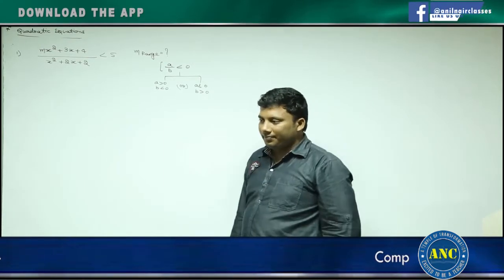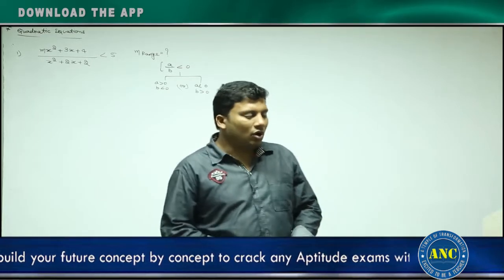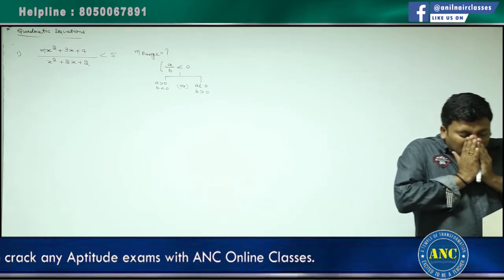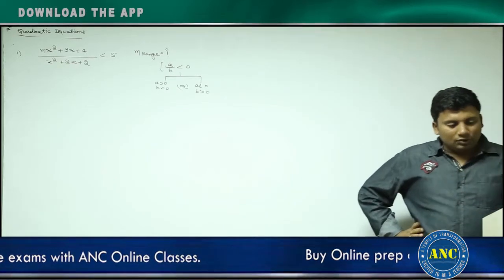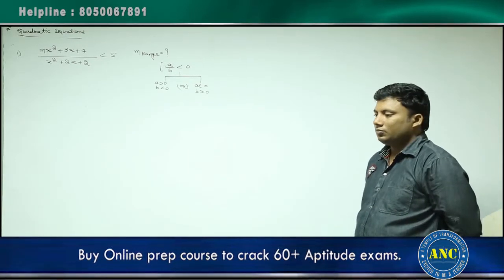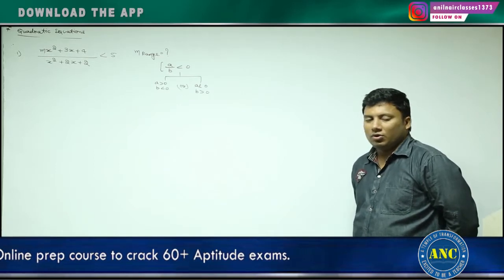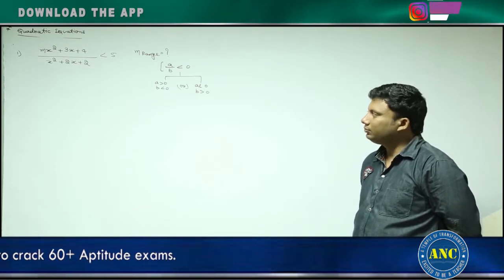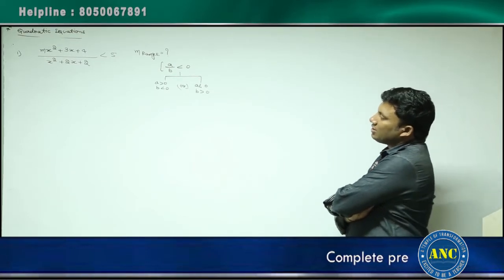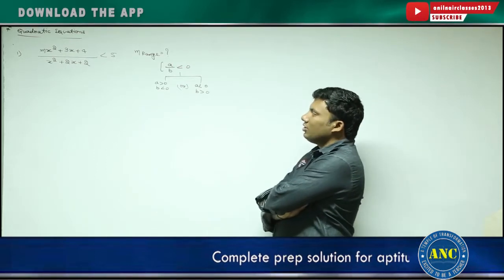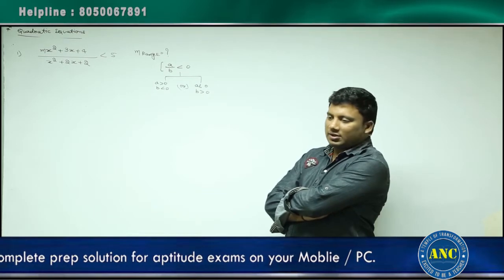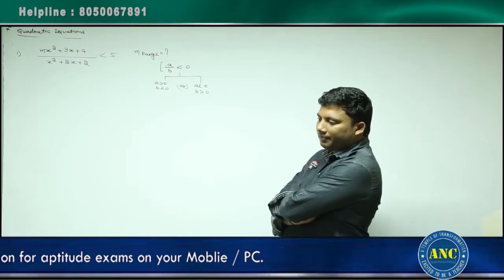Please write down that point. Do not do any cross multiplication. A by b less than 0 means a greater than 0, b less than 0, or a less than 0, b greater than 0. Don't do a cross multiplication. Now see here, it's a beautiful problem.